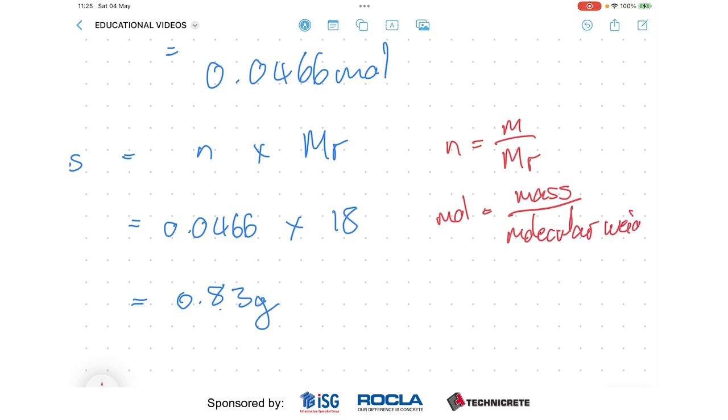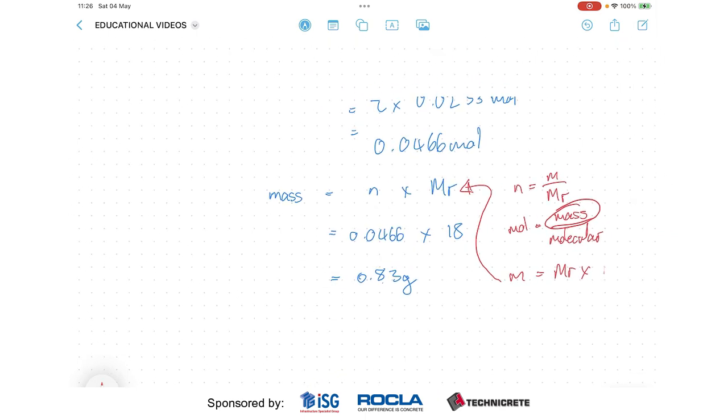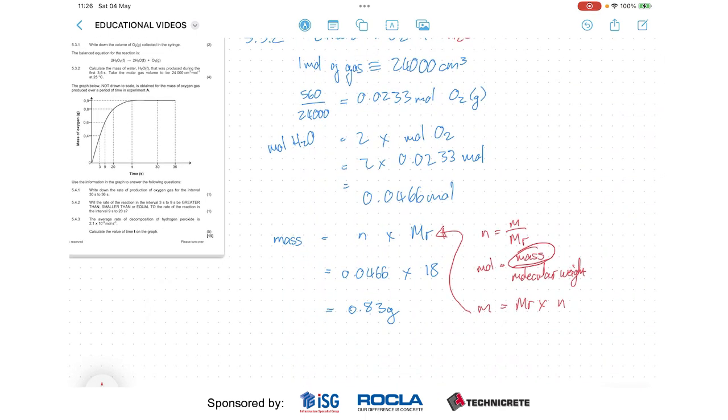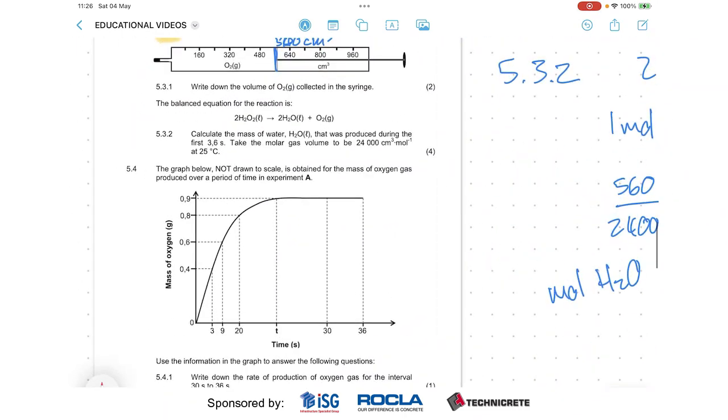Molecular weight. Okay. And if you want to make mass the subject, so just taking it back, it's M, then it becomes MR times N, which is what we have here. So I had the equation backwards. But okay, we get our answer. Nice. Let's move on to the next one.